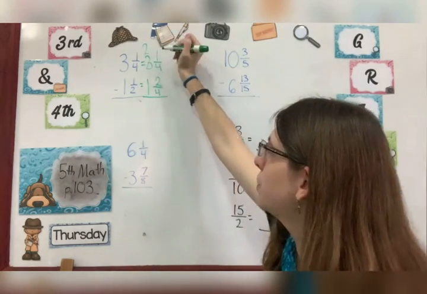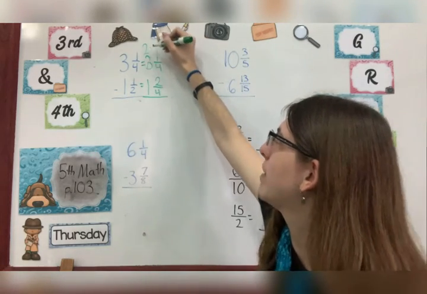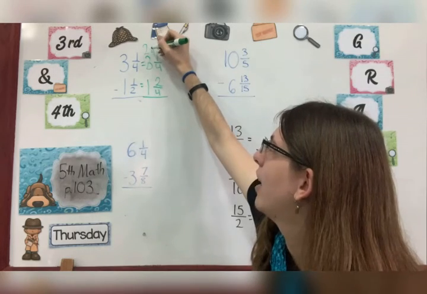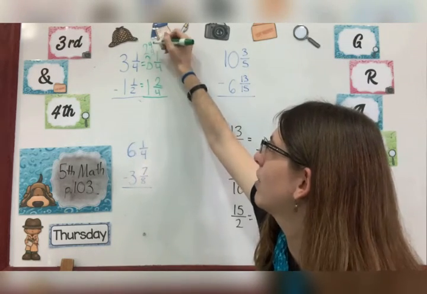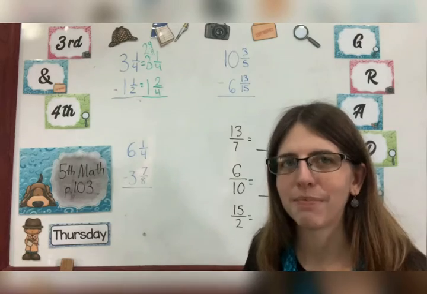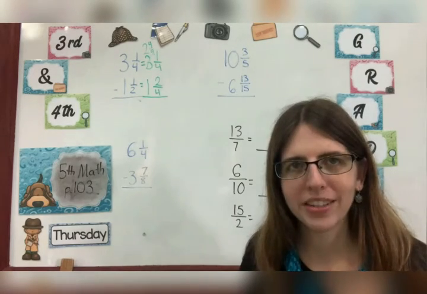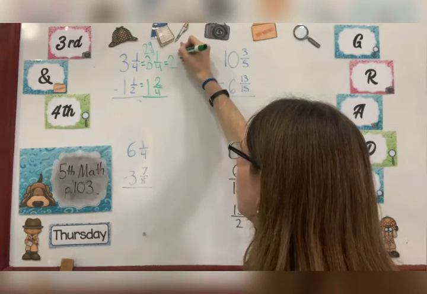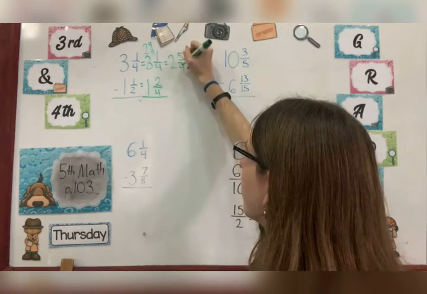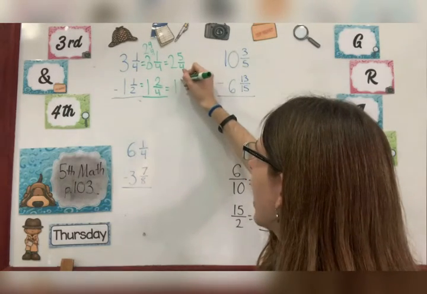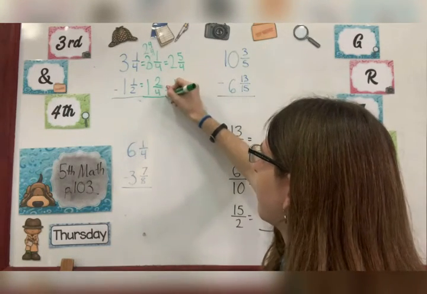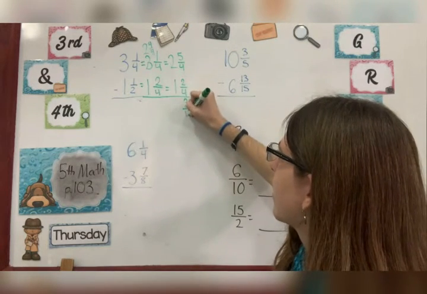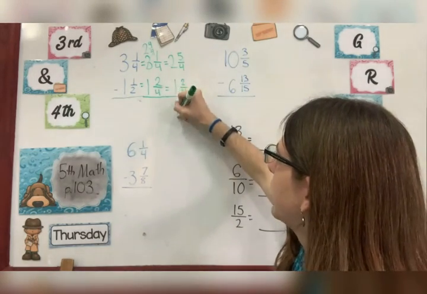It becomes 2, and the 1 that I borrowed becomes a fraction. The denominator has to match, so it's 4. The numerator has to be the same as the denominator, so my fraction is 4/4. Now I add my 4/4 to my 1/4. So my new number is 2 5/4. Minus 1 2/4. I subtract. 5 minus 2 is 3. My denominator doesn't change. 2 minus 1 is 1.